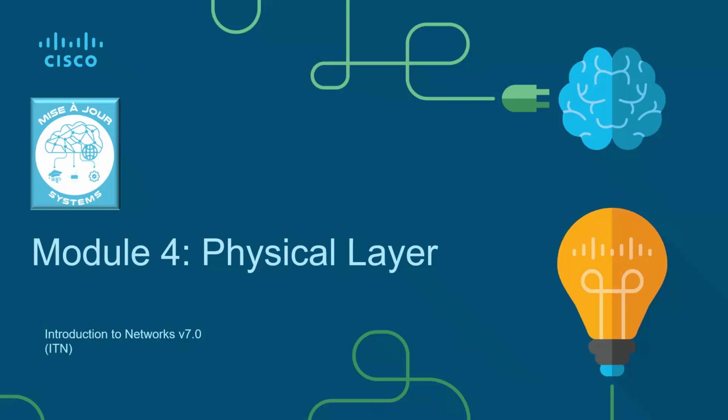It also deals with transmission and receiving of raw data as electrical signals, optical signals, radio signals. Depending on the type of media that we have, we're going to have mainly those 3 types of signals. So the physical layer deals with the transmission of that raw data.